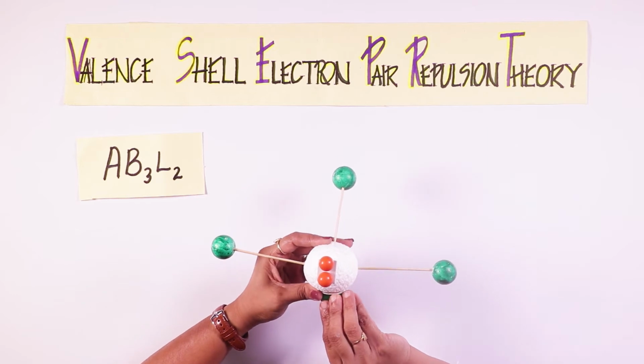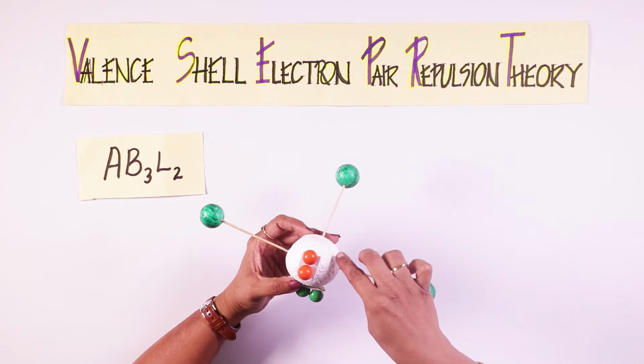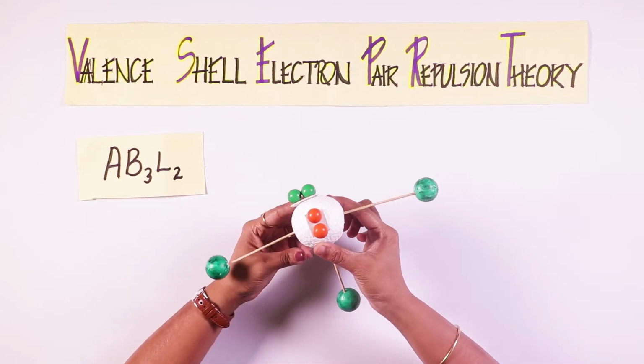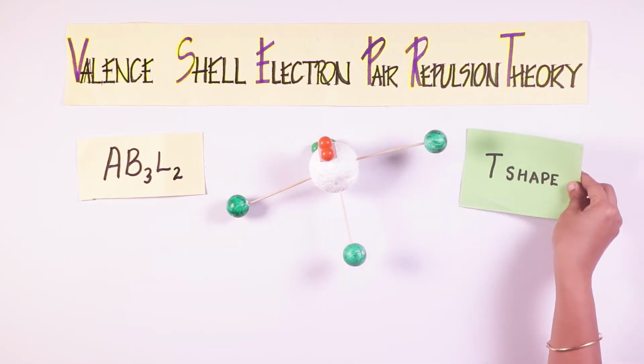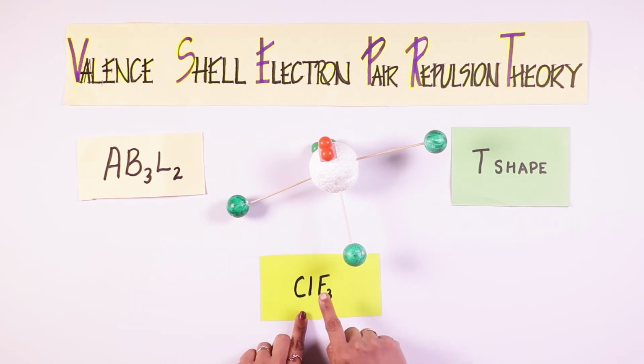Now, the arrangement of electron pairs is still trigonal bipyramidal. The shape has changed to T shape. An example is ClF3. Chlorine has 7 valence electrons, 3 of them go for bond formation and it is left with 2 lone pairs of electrons.